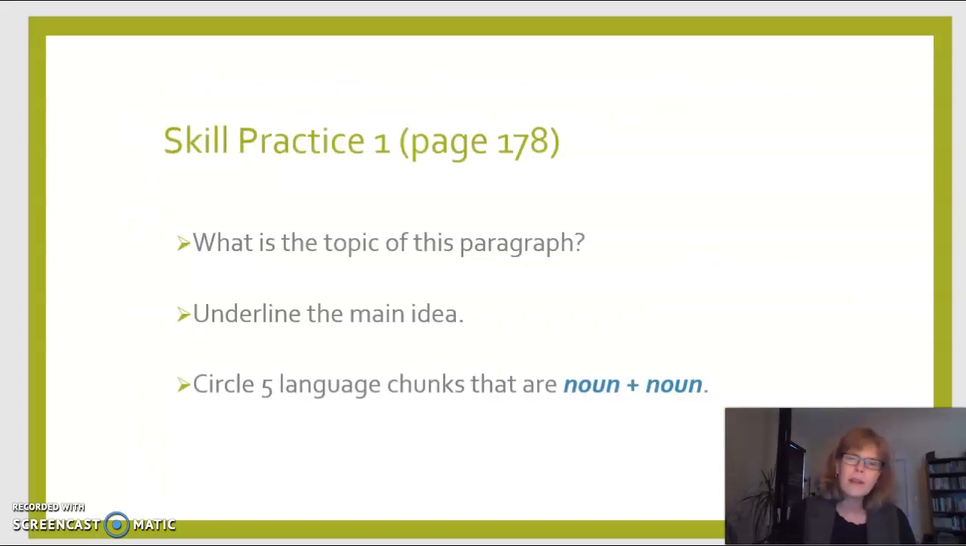So here, guys, what I want us to do just quickly is to do a little practice on page 178. Take a look at the paragraph they have for you. I want you to tell me what's the topic, what's the main idea, and then try to find 5 language chunks. All of them on this paragraph in skill 1 are nouns. So if you could pause here, I'm going to keep moving, but it's a good idea for you to pause and to find these before you go on to the next slide.